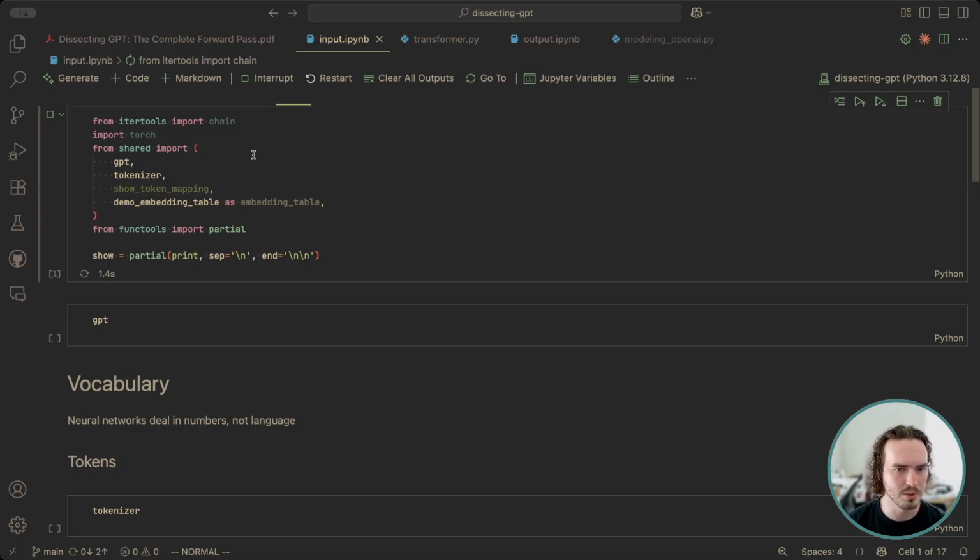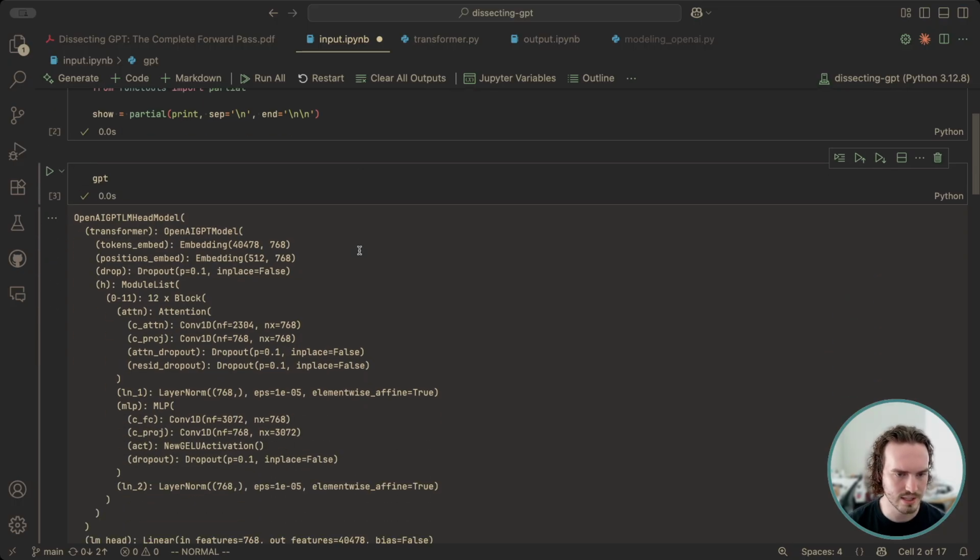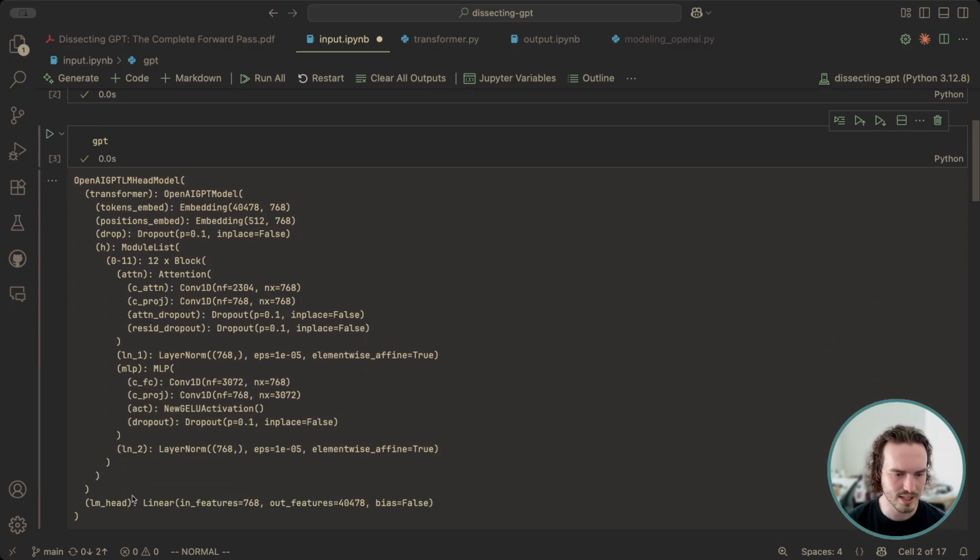So just doing some imports, some things from the standard library, PyTorch. Notably, we're pulling in GPT and Tokenizer. So these are the model and the tokenizer respectively from the Hugging Face Transformers implementation. And then we're pulling in some other helpers and stuff. And so we can display what the model actually contains. This is everything that will touch the input when you invoke it.